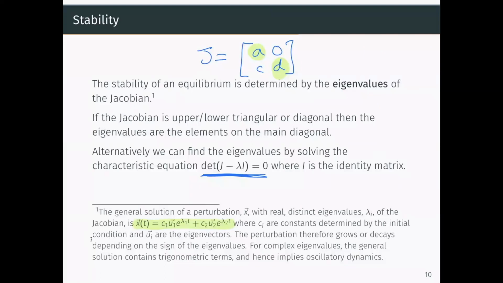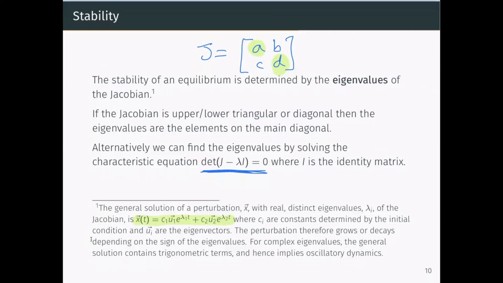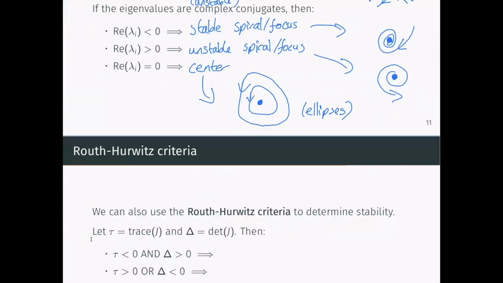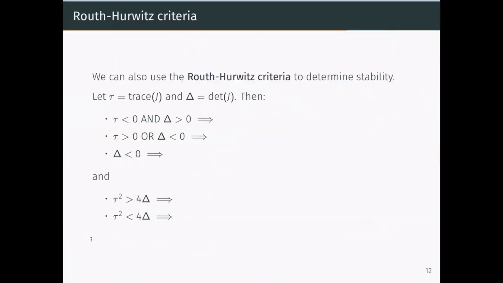Sometimes we can read them off straight away. Sometimes things are a little bit more complicated, and we can't. For example, if A, B, C, and D here are all positive, we wouldn't be able to read them off straight away. In that case, we could find our eigenvalues by solving the characteristic equation. If we don't actually care exactly what those eigenvalues are, and we just care about the sign of those eigenvalues and something a little bit more about the structure of our Jacobian, we can just look at the trace and the determinant and use the sign of those values to tell us something about the stability of our models.